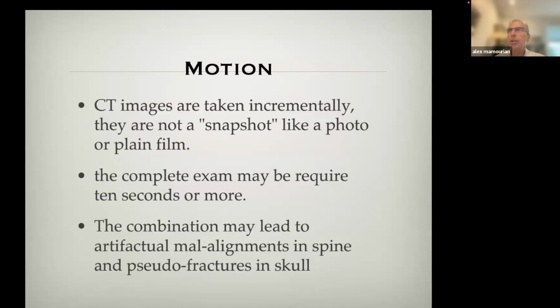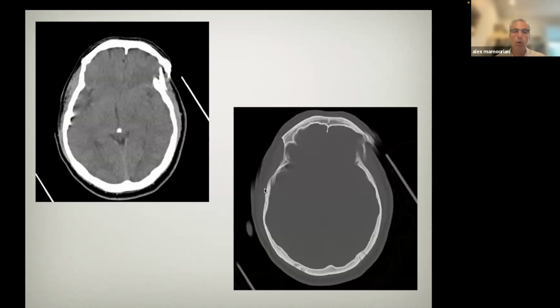The other topic I want to talk about briefly is motion. CT images, of course, are taken incrementally. They're not a snapshot like a photo or a plain film. The scan exam may require 10 seconds or more to do the entire scan. This is something we always have to keep in mind as we look at CTAs, and it also becomes relevant when you look at reconstructions of the cervical spine. This combination leads to artifactual malalignments or pseudofractures.